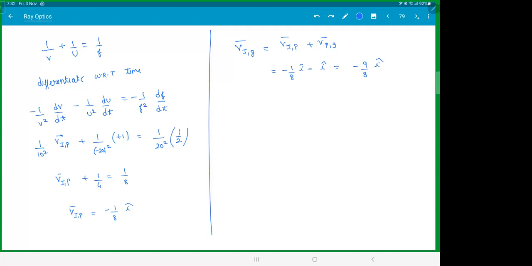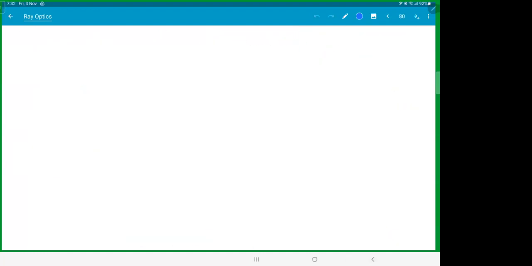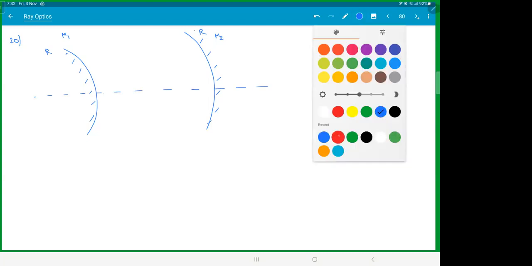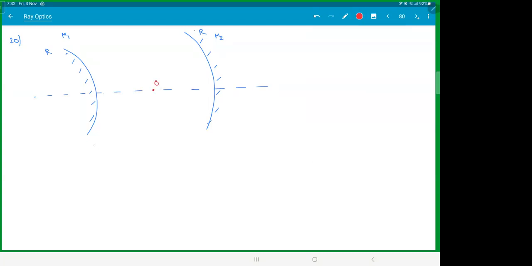Next one. Let's do an easy one. That's about mirrors moving, things expanding and stuff. This is an HCV question. It's a good one. Not a tough one, but it's a decent one. Let's say there are two mirrors, M1 and M2. Both have the same radius R. You kept an object in the center. This is R, this is also R.